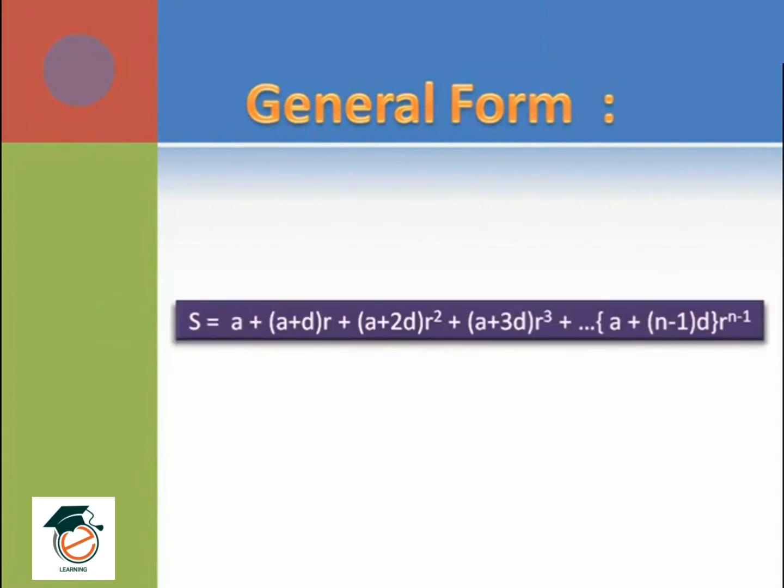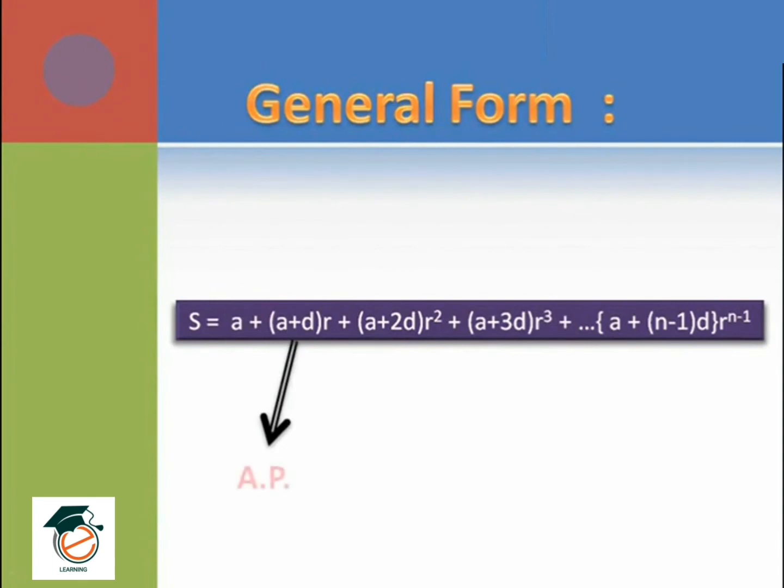Let's see the general form of an arithmetico-geometric series. The general form would be S equal to (A plus D) into R plus (A plus 2D) into R square plus (A plus 3D) into R cube and so on up to (A plus (n minus 1) into D) into R to the power of n minus 1.